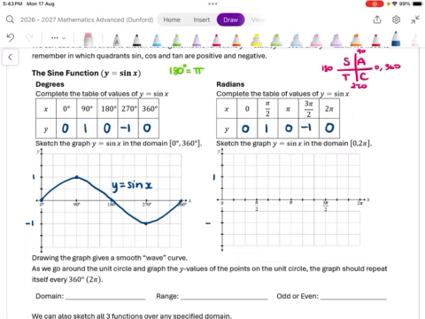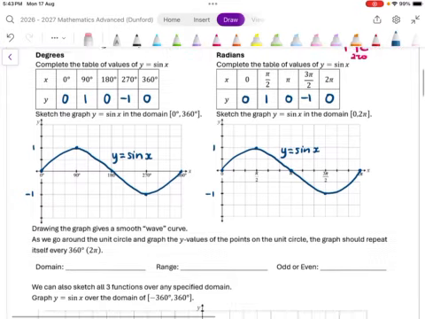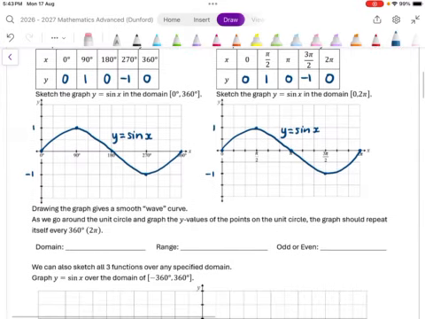We're going to put our 1 and our negative 1 on our y-axis. We're going to plot our key points like so, and we're going to sketch our nice smooth curve through our sine function y equals sine x. Drawing our graph gives a smooth wave curve, and as we go around the unit circle and graph the y values of the points in the unit circle, the graph should repeat itself every 360 degrees or 2 pi.